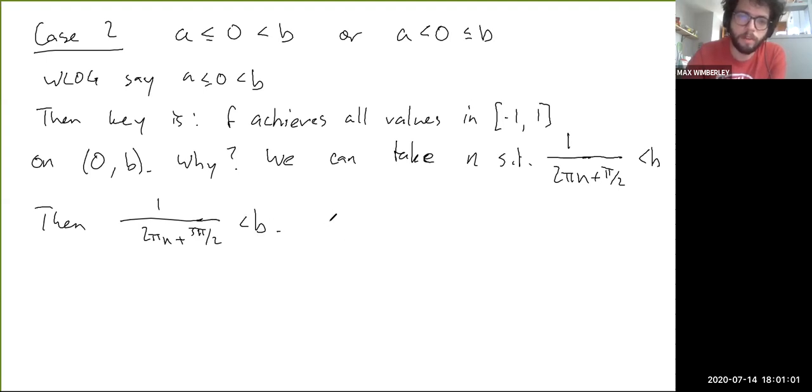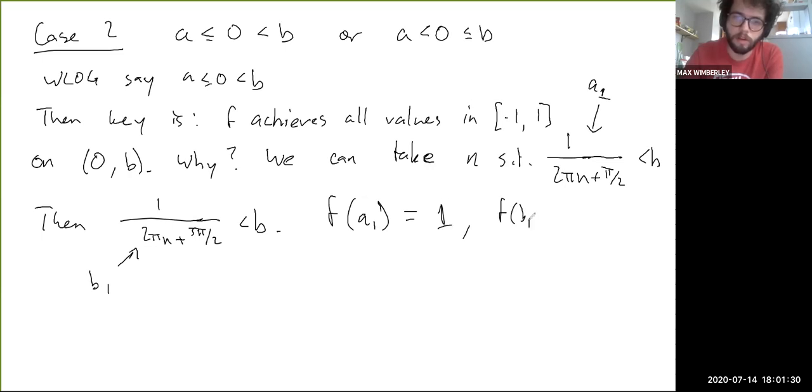If we call this A1, and then call this B1 or something, I hate that notation, but whatever. f of A1 is 1, and f of B1 is -1.